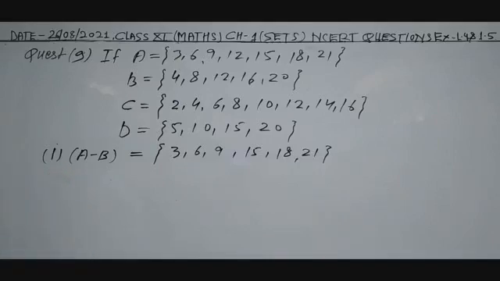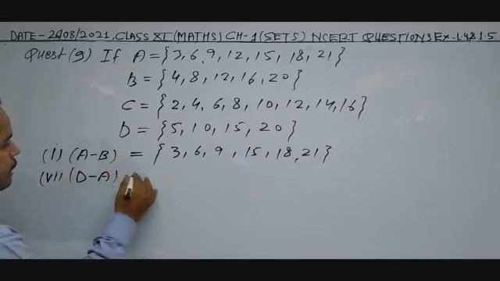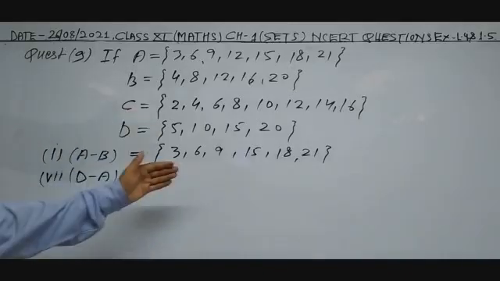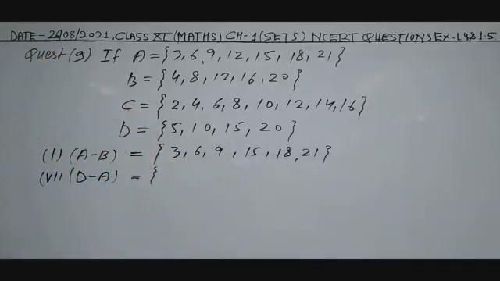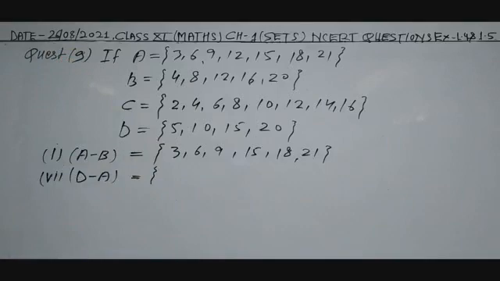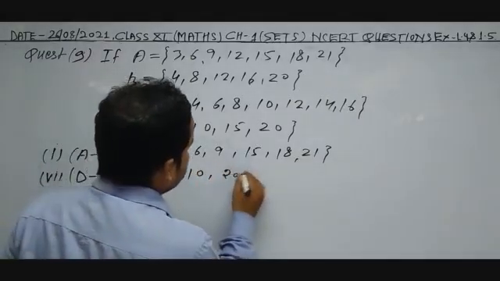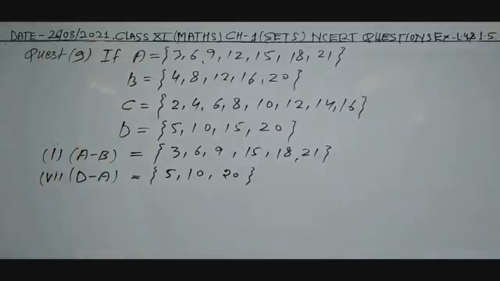Now we are going to solve the sixth part. Sixth part is D difference A. D difference A you can also solve. It is the set of all those elements of D which do not belong to A. 15 belongs to A, you know. Therefore D difference A is 5, 10 and 20, because 15 belongs to A.